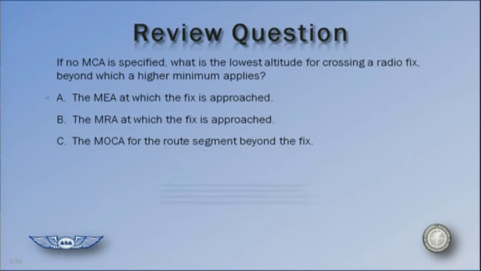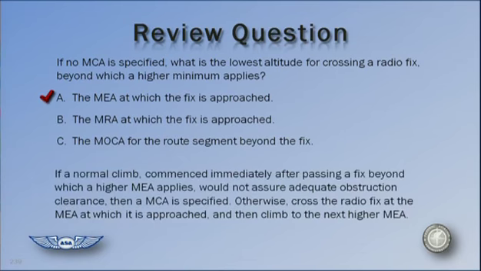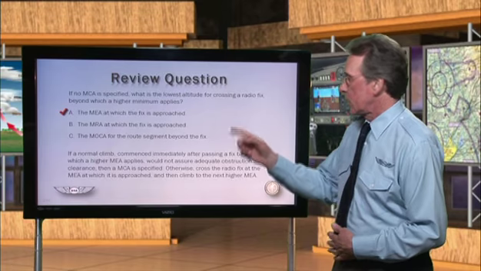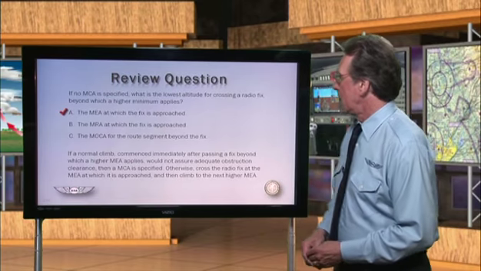Well, your correct answer is A. If a normal climb commenced immediately after passing a fix beyond which a higher MEA applies would not assure adequate obstruction clearance, then a MCA is specified. Otherwise, cross the radio fix at the MEA at which it is approached and then climb to the next higher MEA. Answer again, A. All right, another question.